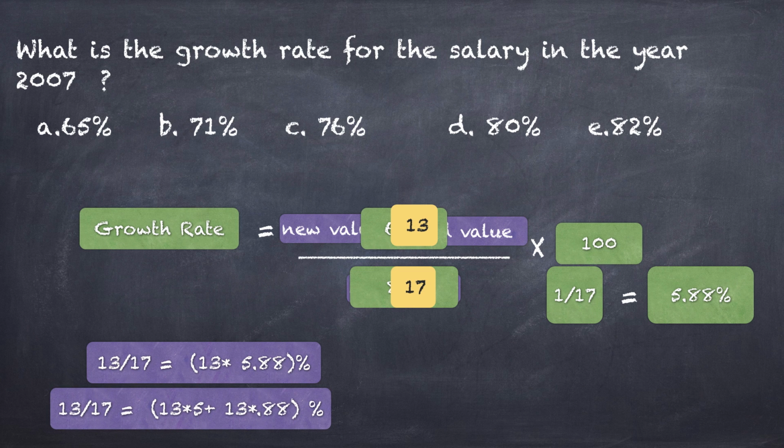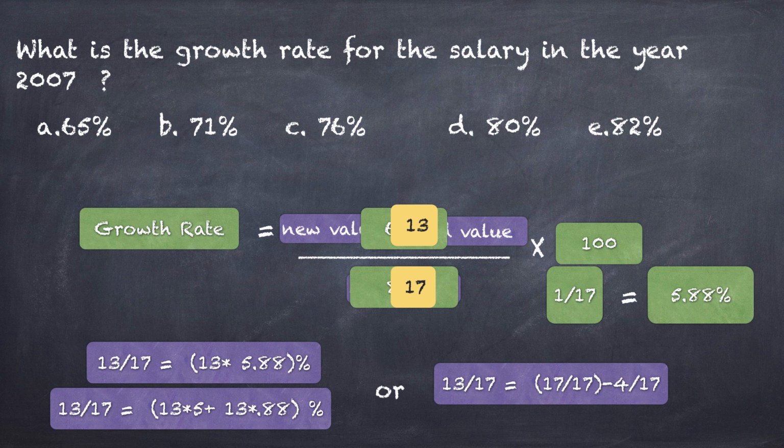Okay. Another way of thinking would be that consider 17 by 17, which is 100%, and from that subtract 4 by 17. This might be an easier calculation. So 4 by 17 would be 4 into 5.88, which would be 23.52. Please do the calculation on your own also. Okay. So 100 minus 23, I get approximately 77, a little less than 77, a little more than 76.